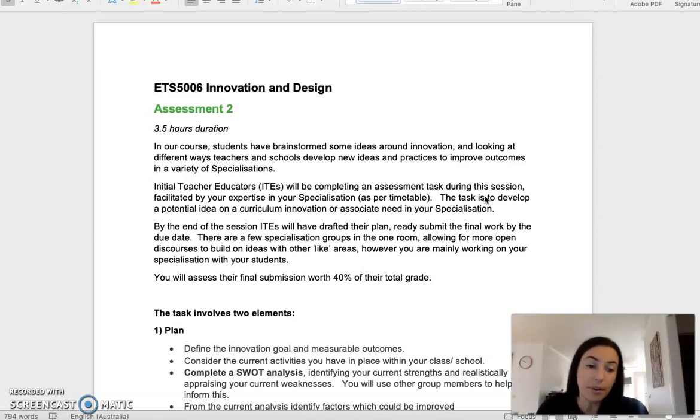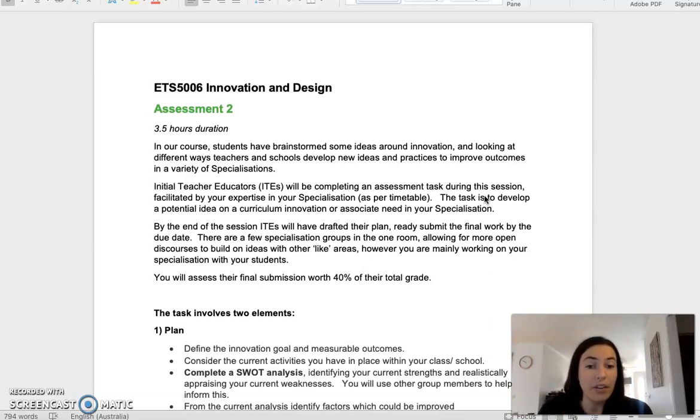So let's have a closer look at what the plan involves. The plan section is: what are you trying to do? What do you want to do? And what are you creating when we talk about innovation? Remember, we've already talked about what innovation is, different challenges to innovation, and why we need to innovate in the classroom as well. So this idea of innovation isn't new to you by now.